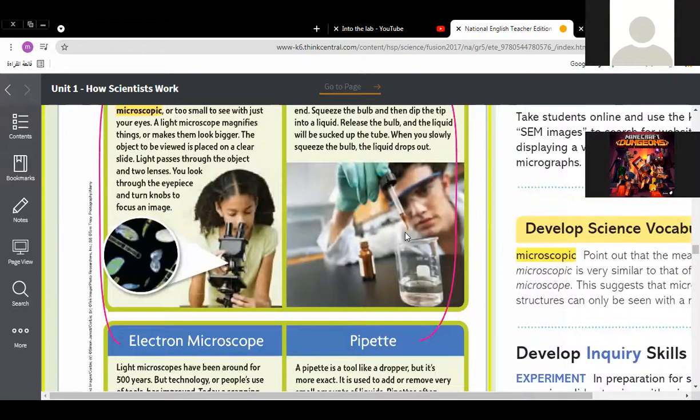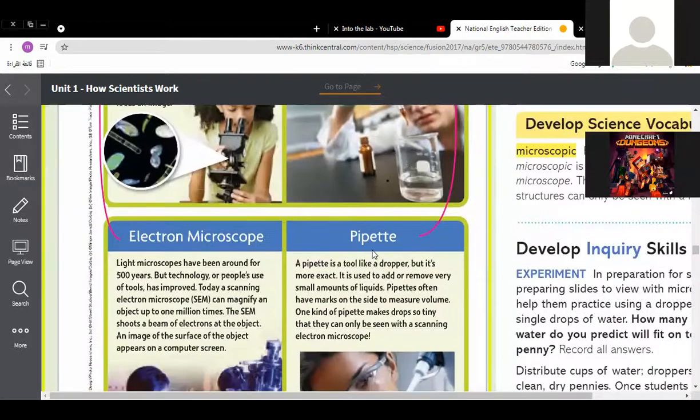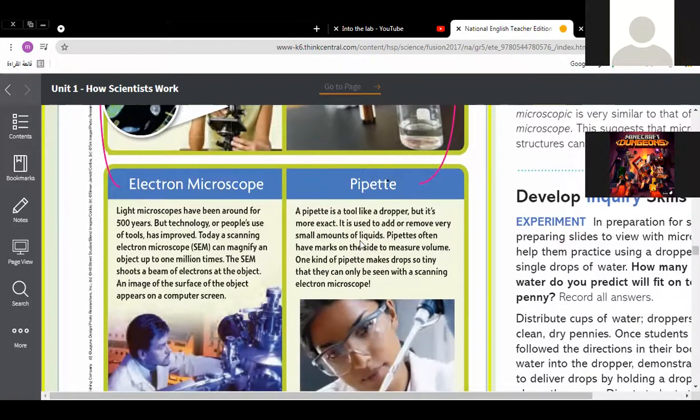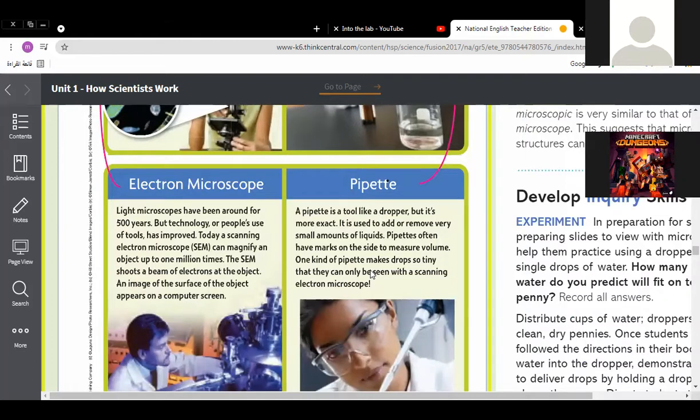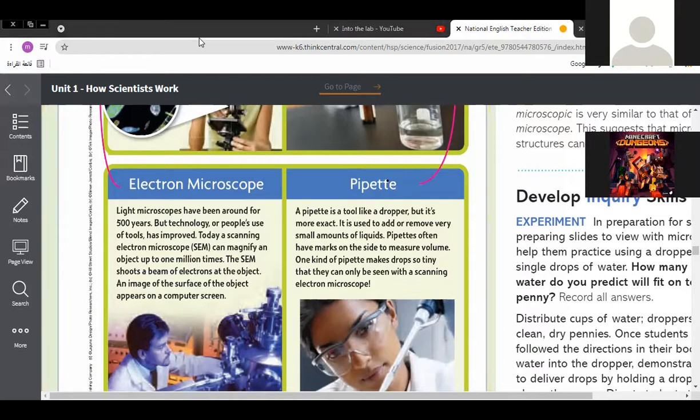So what is better, dropper or pipette? What do you mean? What is better? Can you make comparisons between the pipette at the top and what is at the bottom here? I say pipette. What is the reason? You can read again if you want. Because of the drop. Because the drop is so tiny that it can only be seen with a scanning electron microscope. That's why.